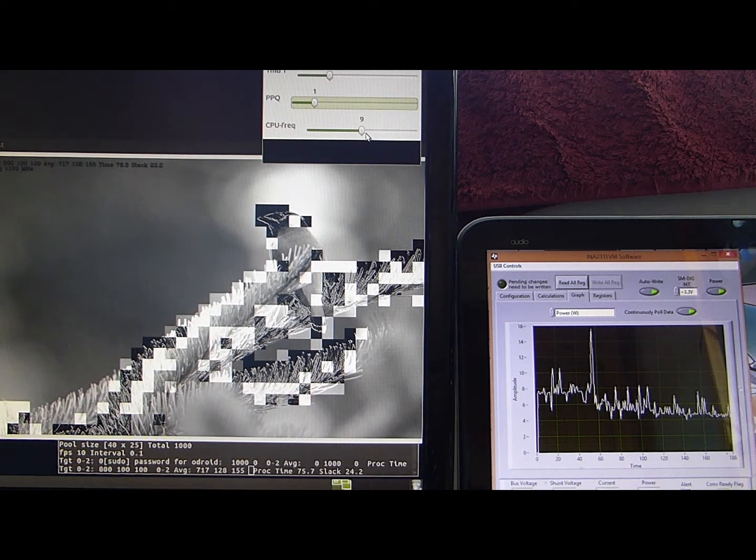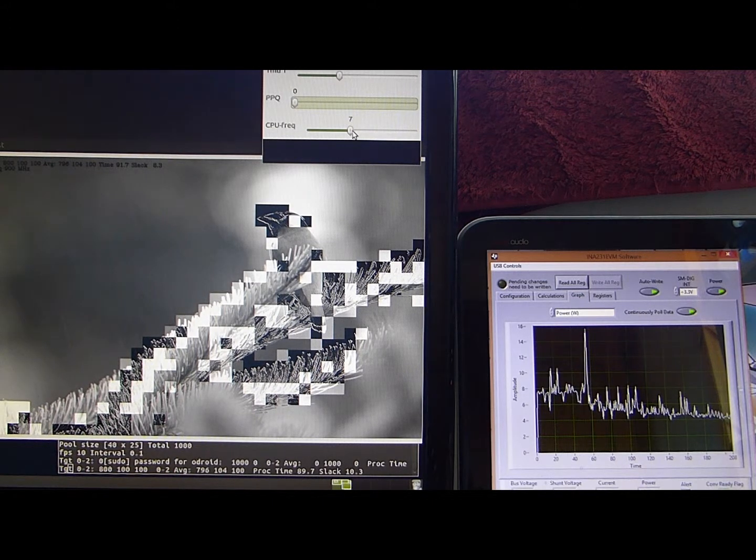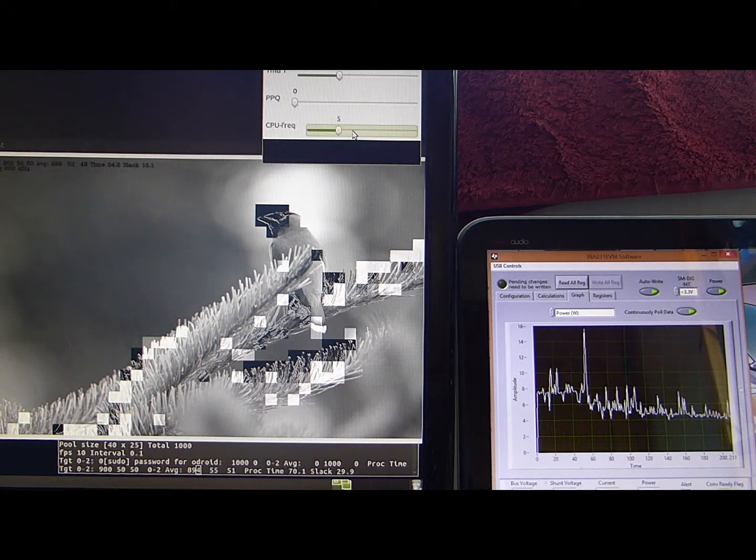PPQ1, and we can drop the frequency now to 900 megahertz, and the power has dropped even further to about 4.5 watts. And then obviously PPQ0, there's the opportunity for this image to get down to about 700 megahertz, still staying slightly positive, and the power has dropped to 4.3 watts, and that's power saving with slack time.